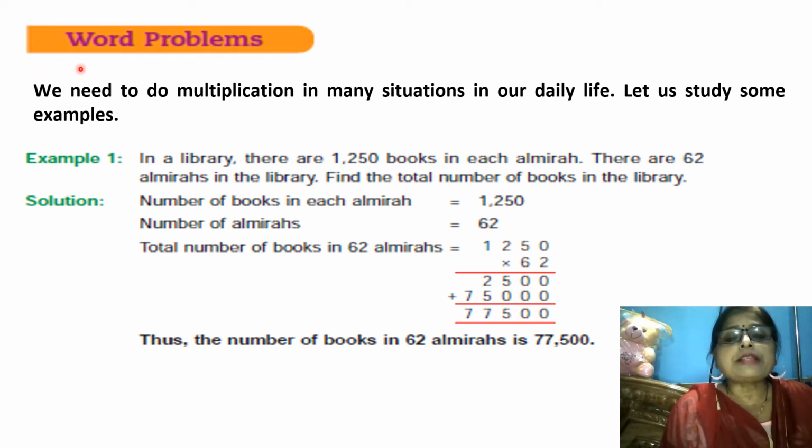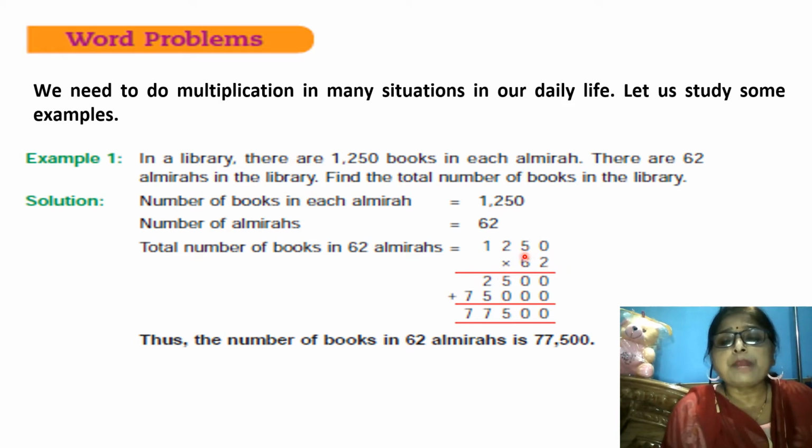My dear students, the next topic is word problems. So multiplication is completed. Now we are going to start word problems. First, you see the example. In a library, there are 62 almirahs, and in each almirah there are 1250 books. Find the total number of books in the library. First, you have to write down the number of books in each almirah, that is 1250. Now, the number of almirahs, that is 62. So, for the total number of books in 62 almirahs, 1250 will be multiplied by 62.